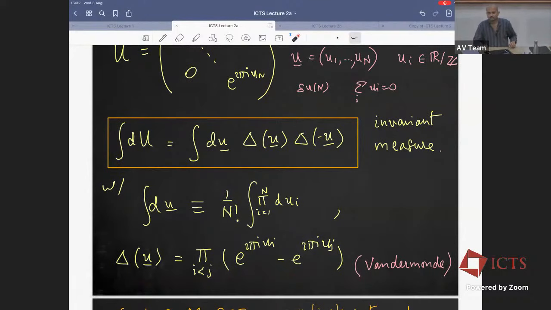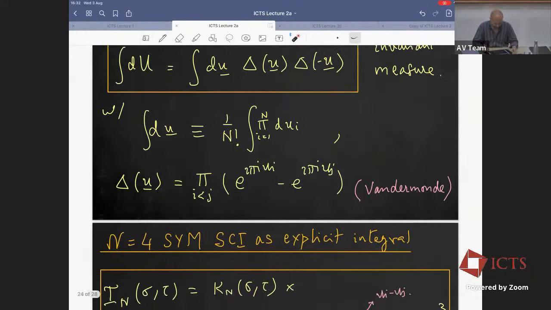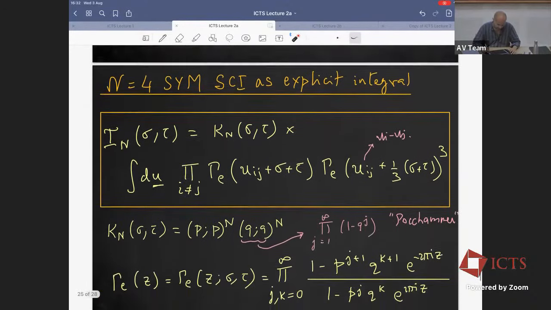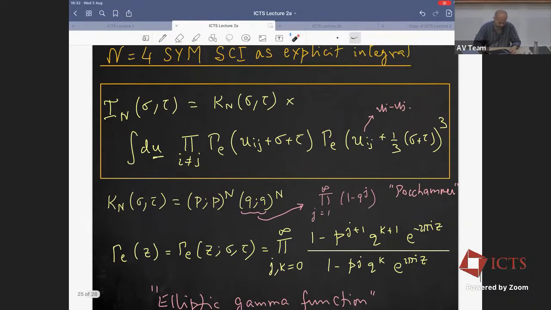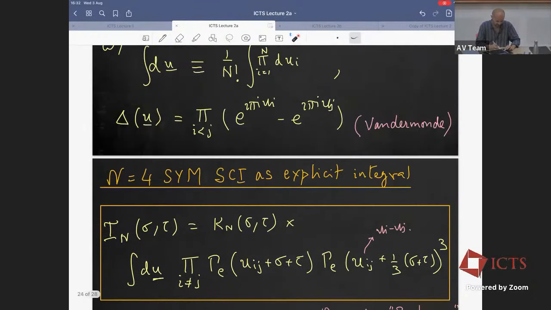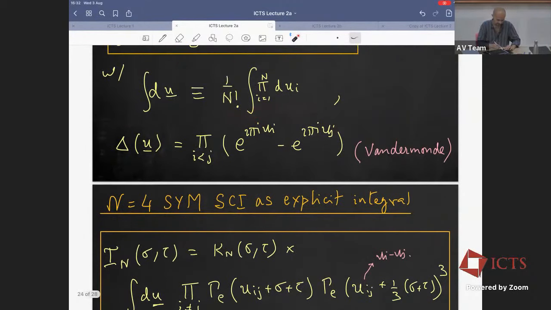If you have not seen it, please don't expect to understand it in one minute. I'm happy to explain this later, but I believe many of you already know this. All right. So using that, you can write that matrix integral as an N-dimensional integral. A du here, whenever I put an underline, means it's an N-dimensional integral. Each of these goes between 0 and 1. It goes over a circle.